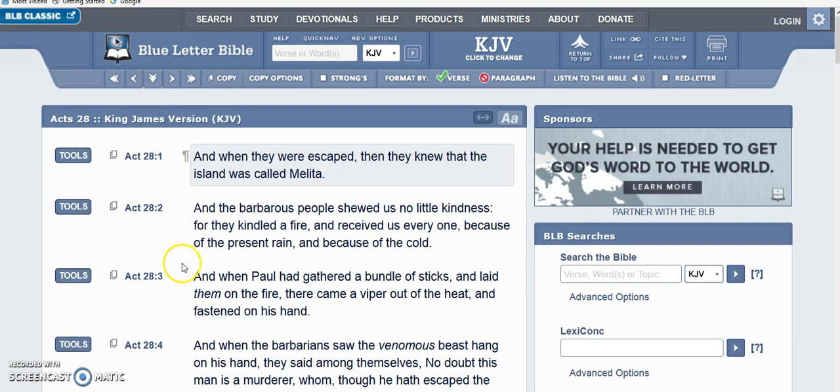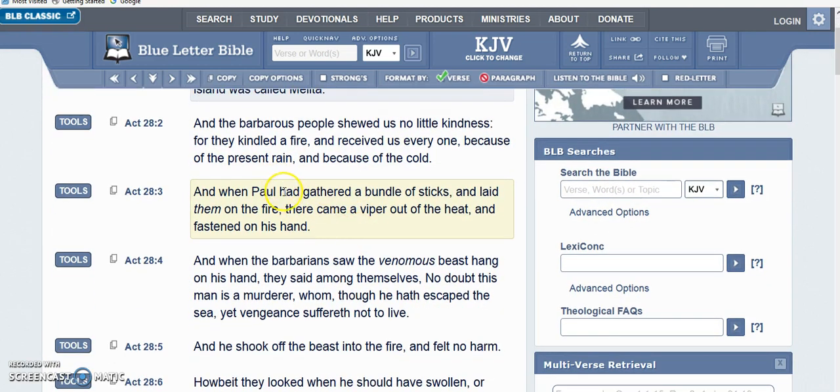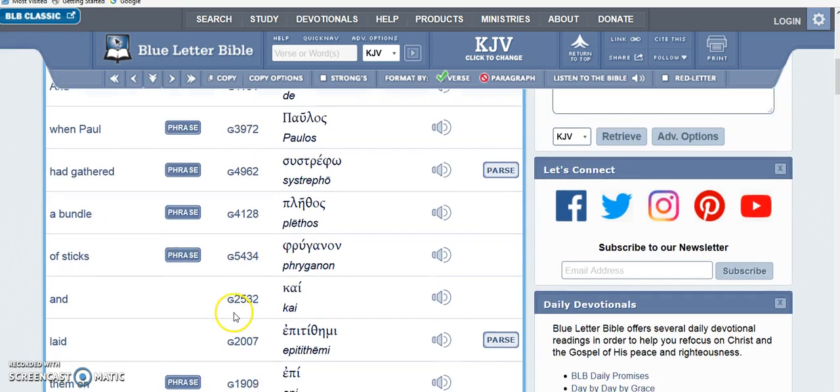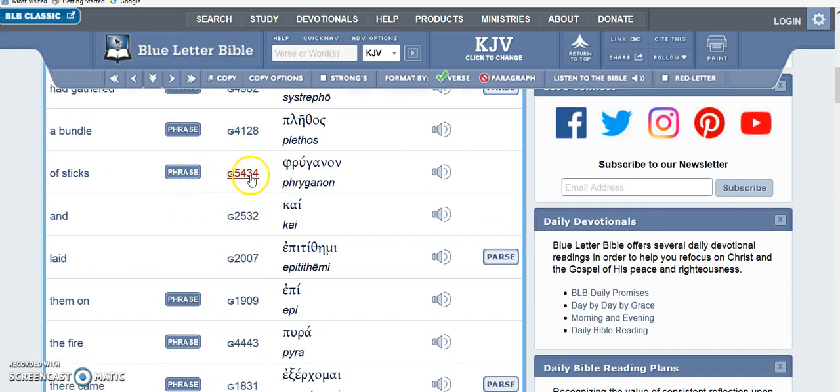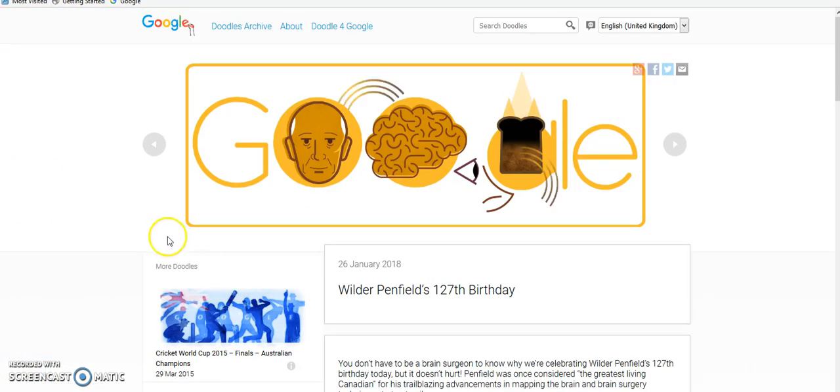And sure enough, this did read like what would happen after the rapture, because right after this it talks about a viper that comes out and attaches itself to Paul, bites him on the hand. It's also talking about a bundle of sticks that he had gathered. And this word for sticks is very similar to the word toast in the Greek. You can see that right here. And we just had this Google doodle with toast.